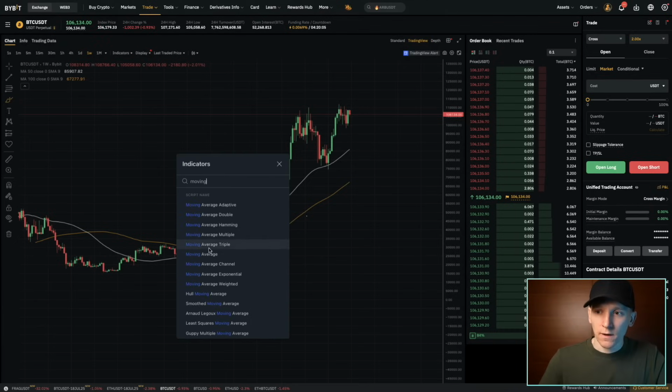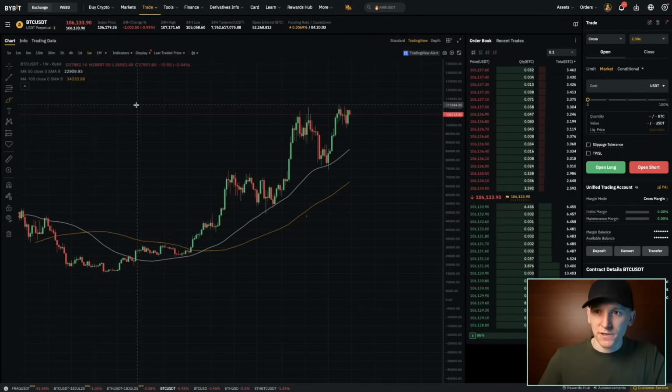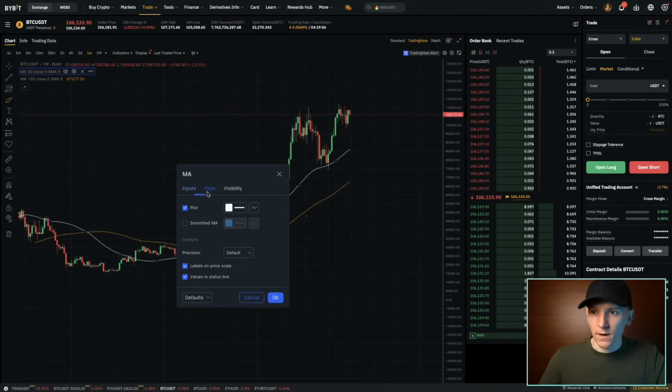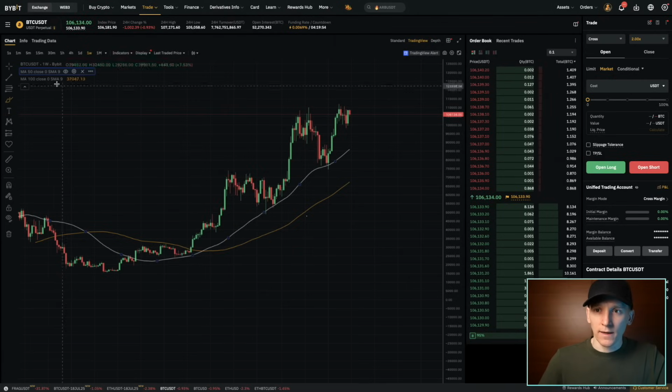Moving average. This one here, I've put 2 moving averages on. Super simple. This one is a 50 period, I believe, in white. And this one is a 100 period. Because I'm on the weekly chart, this is a 50-week moving average. This is a 100-week moving average.